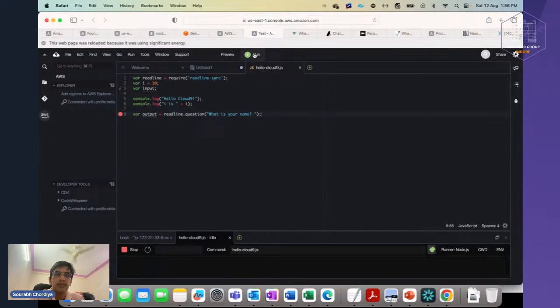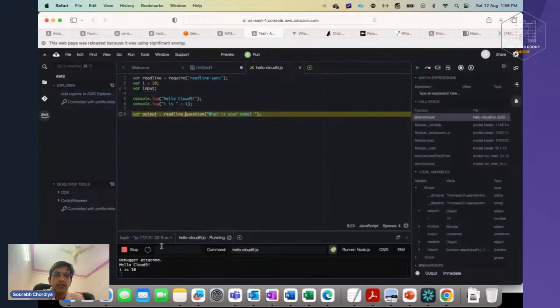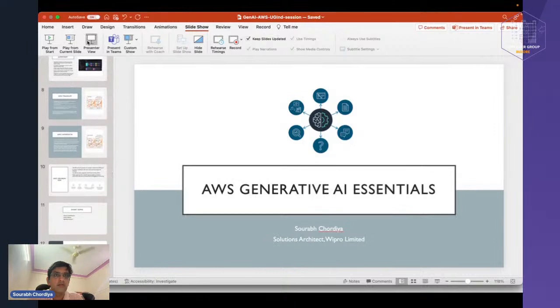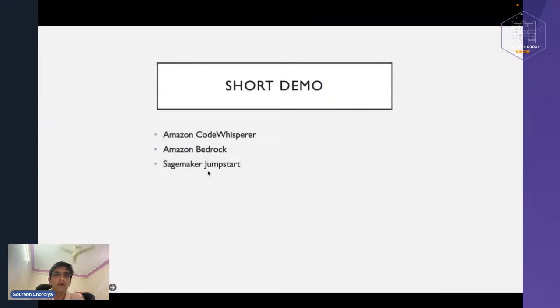Okay, and then I can simply run the code, and you see, and then you can do all the usual things after that. But what I wanted to show was not the code. I wanted to show the output, how CodeWhisperer basically plays a role in the coding space. Yeah, we looked at CodeWhisperer, we looked at Bedrock, and we looked at JumpStart. So these are the things I wanted to show.